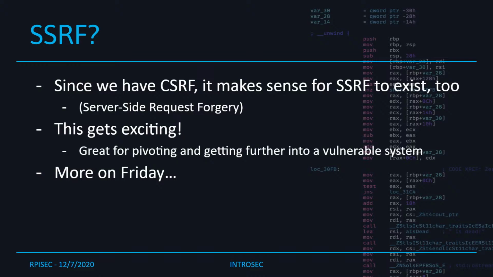So this is a little cliffhanger for y'all. We talked about CSRF, client-side request forgery. But it kind of makes sense, well, what about server-side request forgery? And this gets pretty fun. It's a great way to pivot into a vulnerable system to get at internal systems. So for example, if you manage to get a website to load an arbitrary URL, you can start poking around its intranet and seeing what's going on in there. So we're going to talk about this some more on Friday.